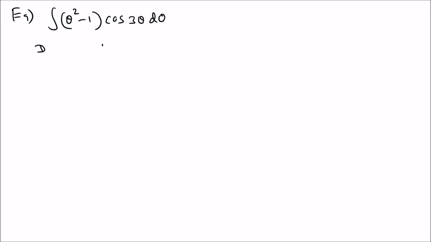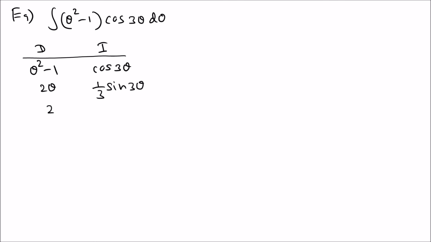So D and I. D is theta squared minus 1, I is cosine 3 theta, because the algebraic function comes before the trigonometric function. Now take the derivative, which is 2 theta; integral of the cosine, that means 1/3 sine 3 theta. Take the derivative, it is 2. Take the integral of this sine, so it's negative 1/9 cosine 3 theta.